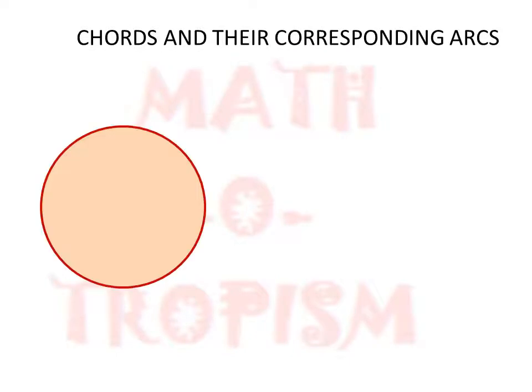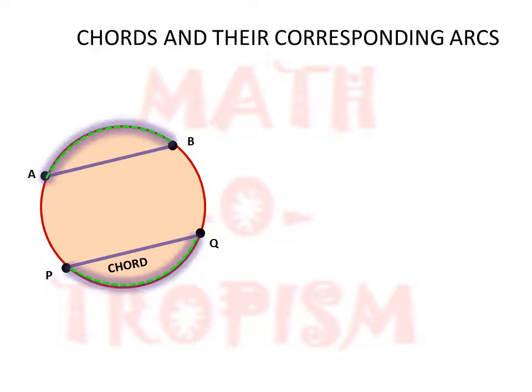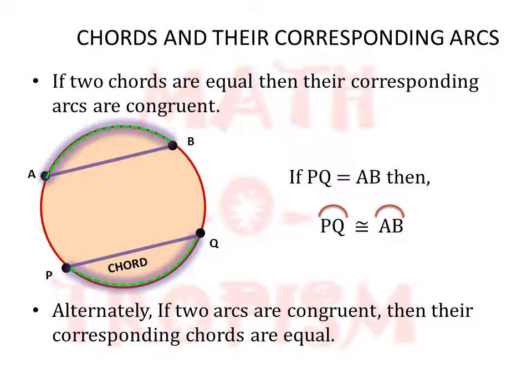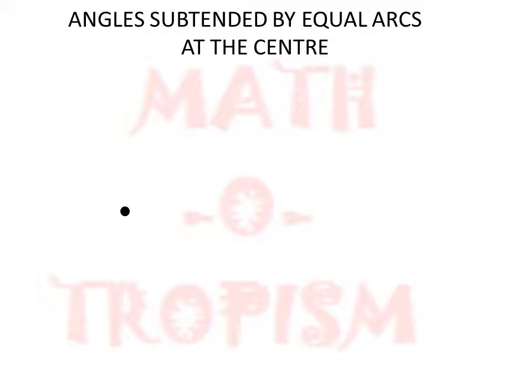Next we will see about chords and their corresponding arcs. Now assume PQ and AB as two chords. If we see the minor arcs in both the cases, then arc PQ will be equal to arc AB. So if two chords are equal, then their corresponding arcs are congruent. Congruent means both are of equal length. Alternately, if two arcs are congruent, then their corresponding chords are equal.